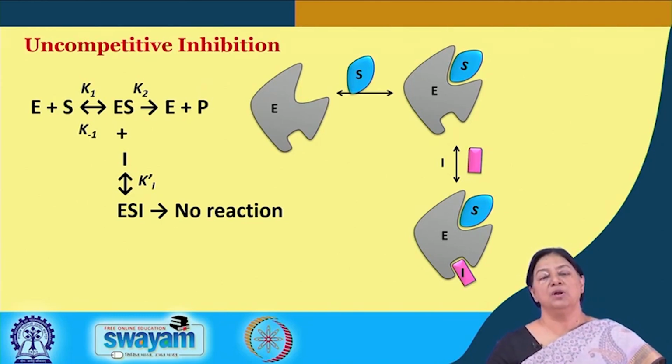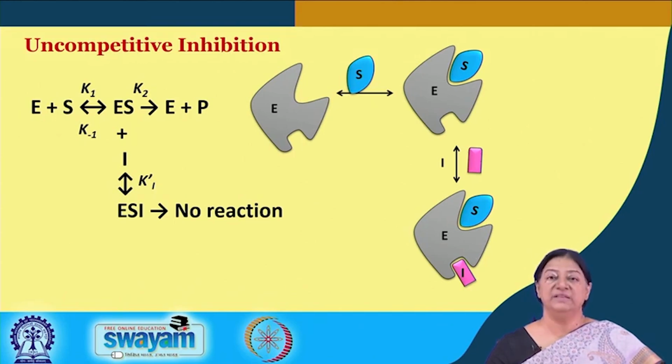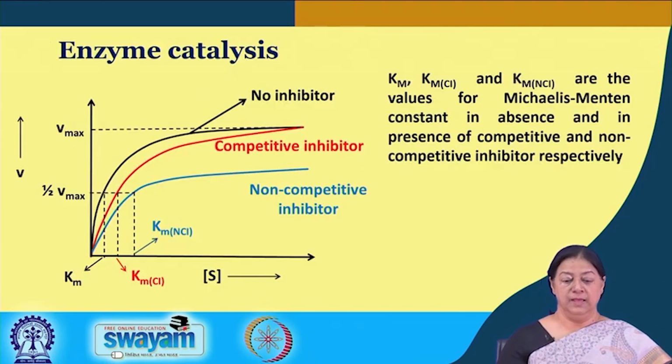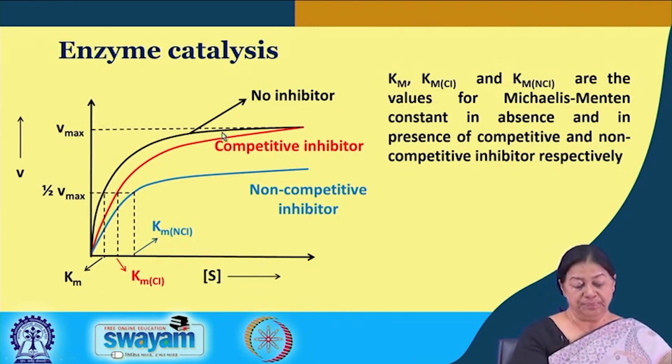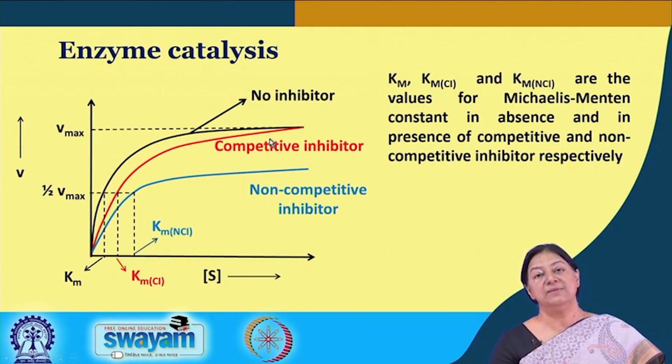Now, how does this all work out in terms of the specific plot that we looked at, the Lineweaver-Burk plot? We have to understand how this is going to affect the Vmax value, how it is going to affect the Km value, because that is going to tell us how effective the inhibitor actually is. So, if we look at the enzyme catalysis now, the black line tells us there is no inhibitor. When we have a competitive inhibition, it tells us that the same Vmax will be reached because we know that the enzyme will be available if we add sufficient substrate.